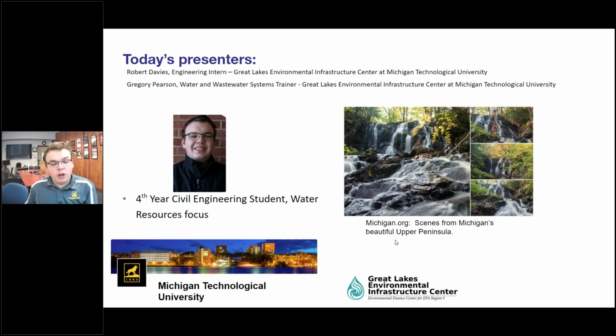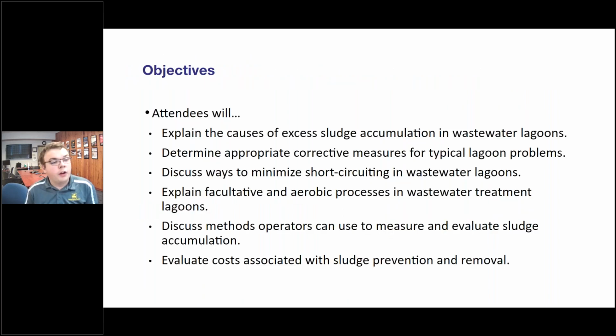Then let's talk a bit about wastewater lagoons in general first. For today, I'm hoping that attendees will be able to explain causes of excess sludge accumulation in wastewater lagoons, determine appropriate corrective measures for typical wastewater lagoon problems, discuss ways to minimize short-circuiting in wastewater lagoons, explain the facultative and aerobic processes within a wastewater treatment lagoon, discuss methods operators can use to measure and evaluate sludge accumulation, and evaluate some costs associated with sludge prevention and removal.